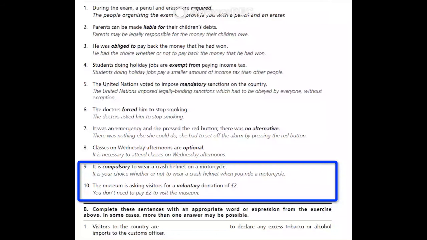Okay, when we say something is compulsory, like it's compulsory to wear your seatbelt, it means it's mandatory, okay? You must wear it. In this case, you must wear a helmet. So is there a choice really? No, there's not really a choice. In that case, this is false. And number 10, when you go to a museum, sometimes they say you can give them a voluntary donation. When something is voluntary, do you have to do it? No, the answer is no, you don't have to do it, right? So it's true. You don't need to pay £2 or $2 to visit the museum.